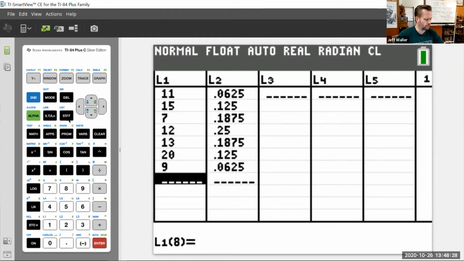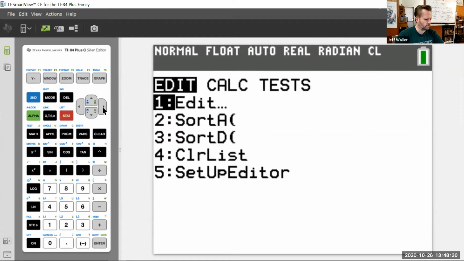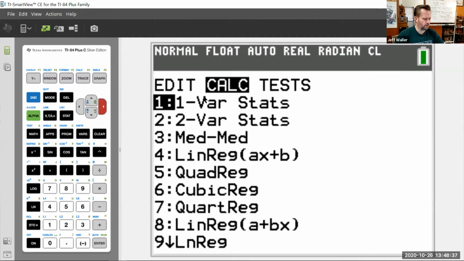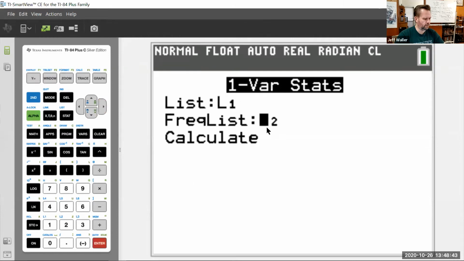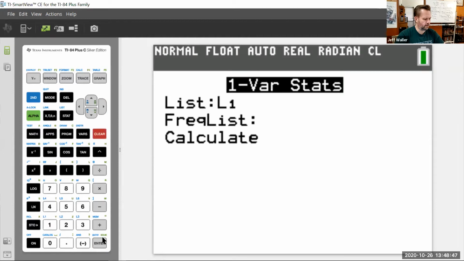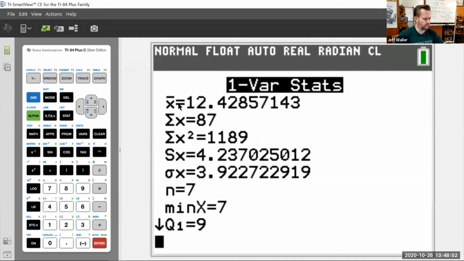Click stat again. And then scroll over to calc. And then there's your 1 var stats. 1 variable stats. I like it. I don't want a frequency list. Calculate, and I get my X bar, and I get my S.